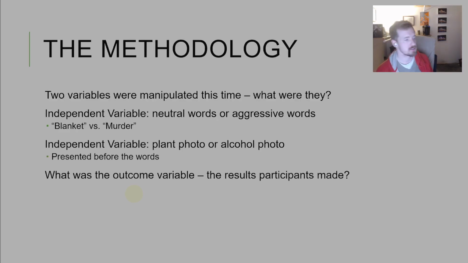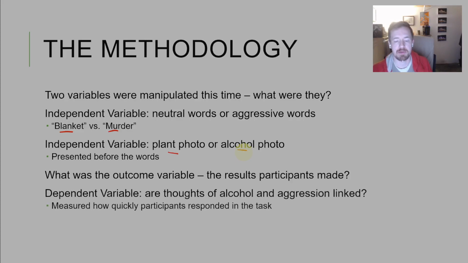So in this case, we got different levels of the independent variable. We got neutral words and we have aggressive words. We got blanket, which would be a neutral word, and we have murder, which would be an aggressive word. And then we have whether or not a plant was presented or an alcoholic beverage was presented. The outcome variable, as I mentioned, is going to be how quickly they respond in this task.